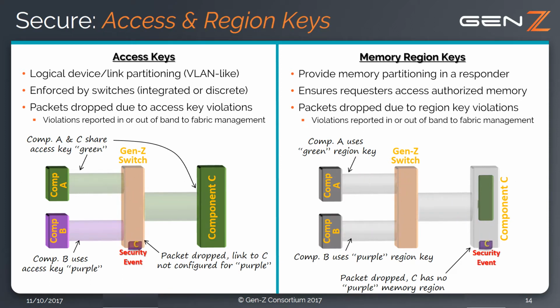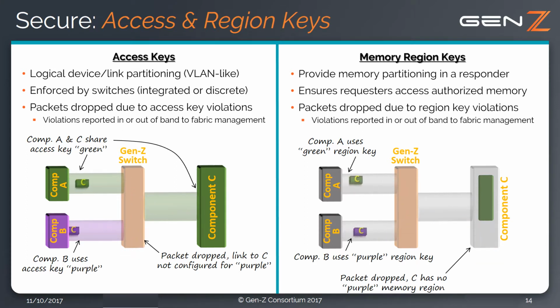In our example at the bottom left, component A sends a packet with a green access key to component C, while component B sends a packet with a purple access key to component C. The link to component C has only been configured with a green access key. So the switch processes the packet from component A and forwards it to component C because the keys match.